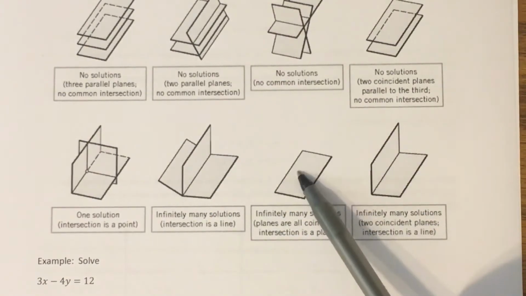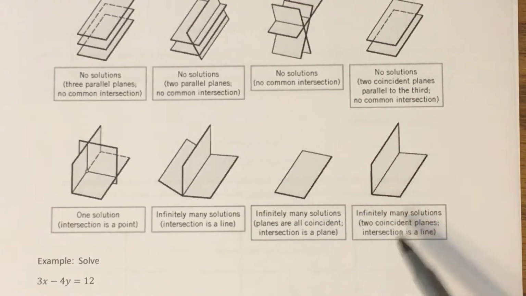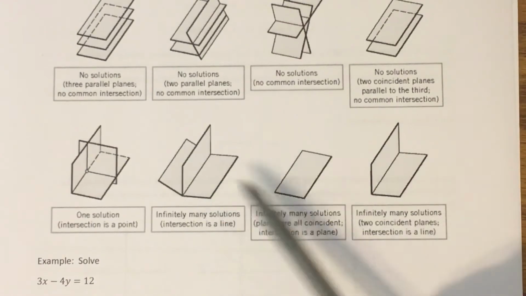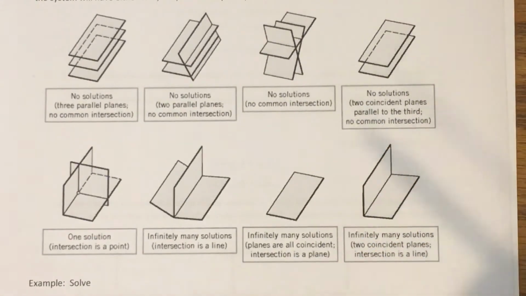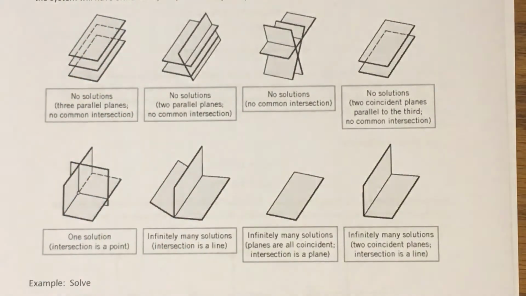Here's another case. All 3 planes coincide, which means every point on any of those planes would be a solution. And then here's a similar case as what we have here. It's actually kind of a combination of these 2 cases. So even though we can break this down into all these different configurations, we still seem to only have no solutions at all, exactly 1 solution, or infinitely many.